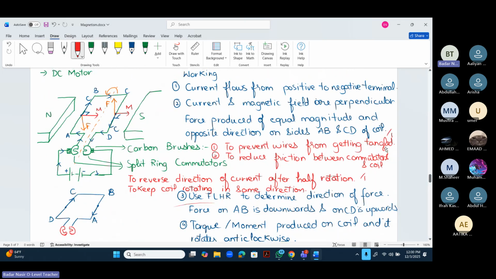सबसे पहली चीज DC मोटर में कि current flows from positive to negative. Current and magnetic field is perpendicular to each other. Because of that, a force is produced on sides AB and CD.